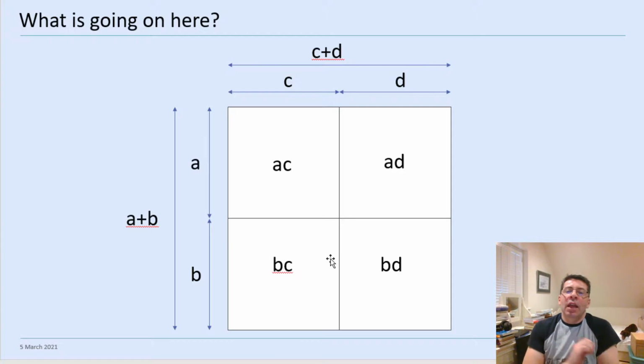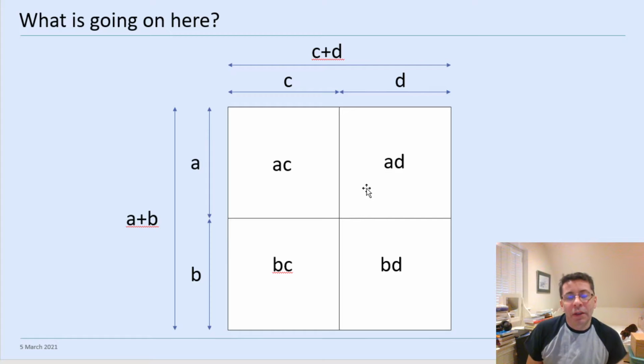So here are 4 rectangles. One of them is A by C. The other one is A by D. The other one is B by C. And the other one is B by D. The area of the top left rectangle is A times C. The area of the top right rectangle is A times D. The area of the bottom left is B times C, and the bottom right is B times D. So altogether, the area of the whole thing is AC plus AD plus BC plus BD.